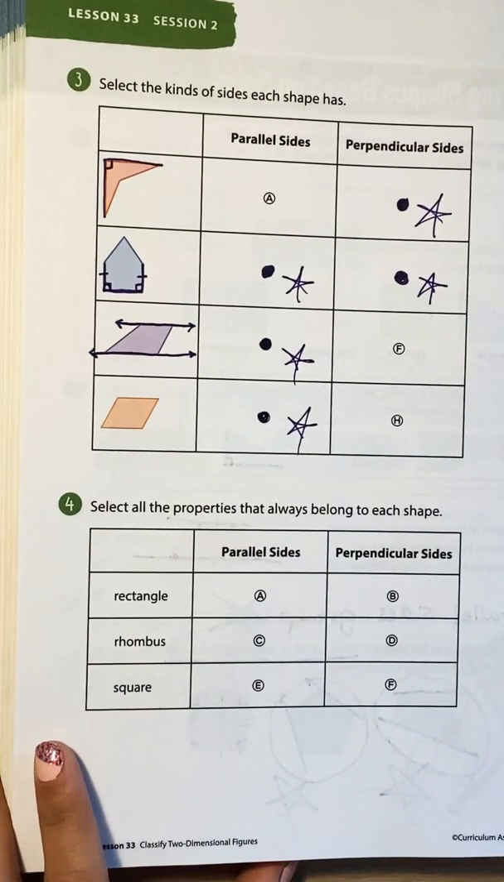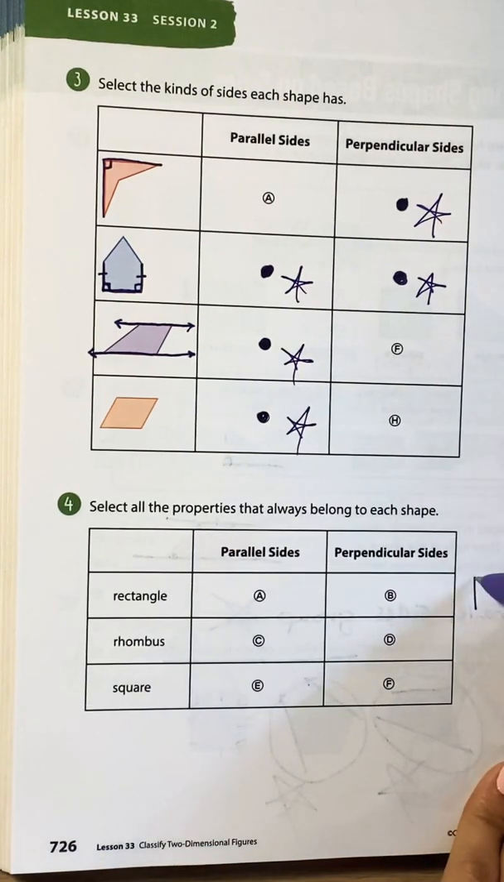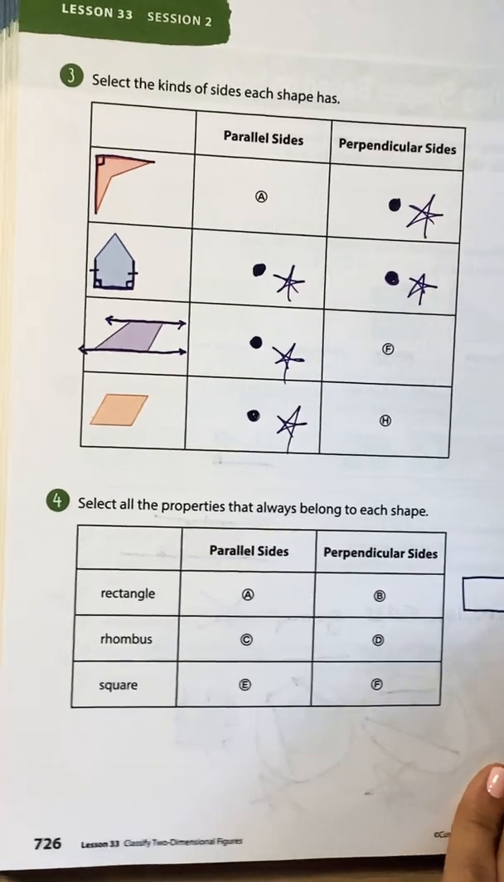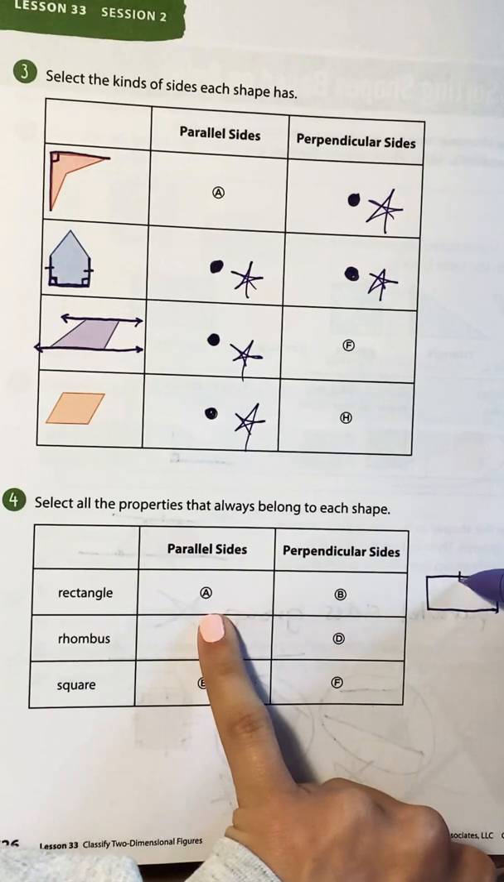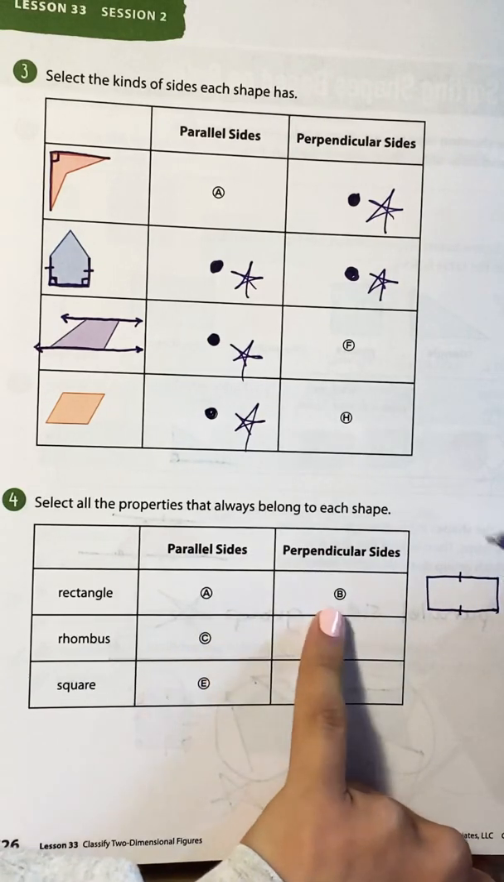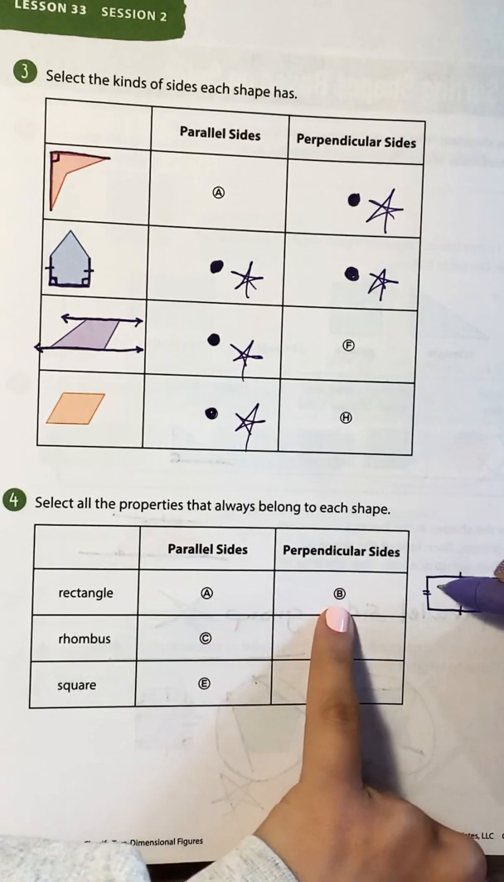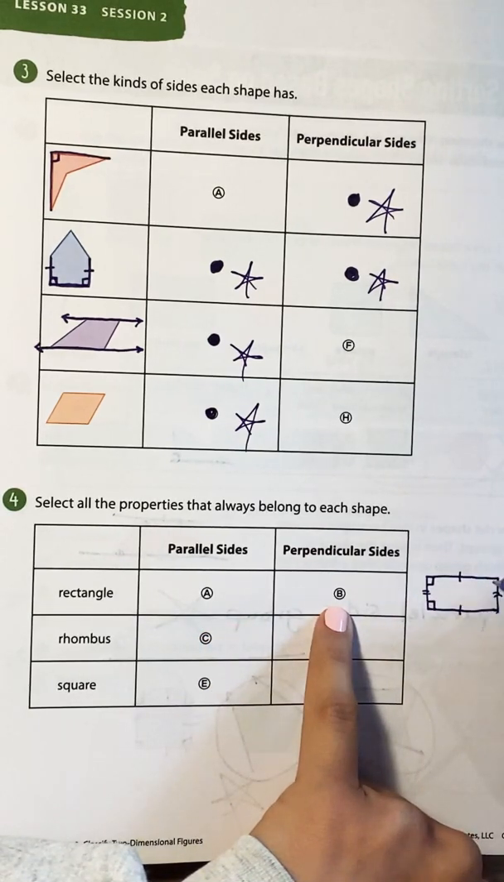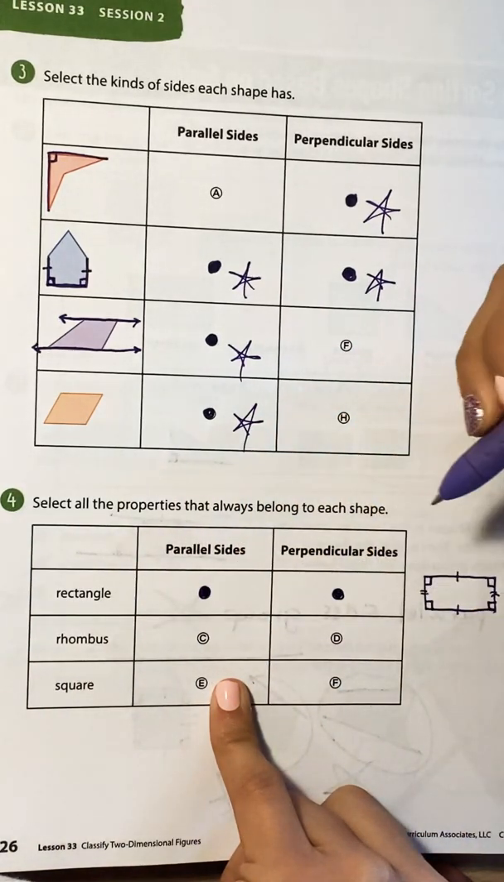Okay, and last one on the bottom, number 4. Select all the properties that always belong to each shape. Okay, so a rectangle. I'm just going to draw them on the side because I can. Okay, rectangle will always have parallel sides. The top is always going to be parallel to the bottom, and the left side is always parallel to the right side. But it also always has perpendicular sides because it's always going to be right angles. So this one, another tricky one, is both.